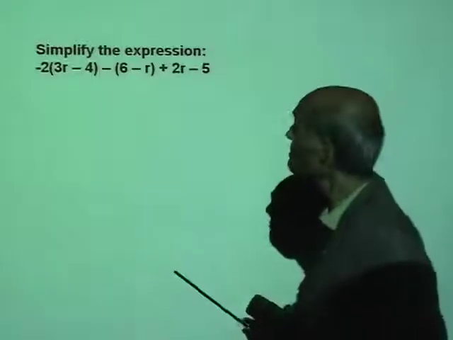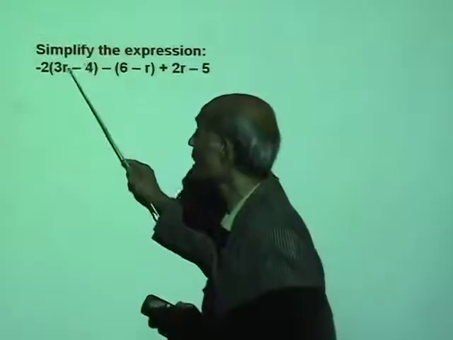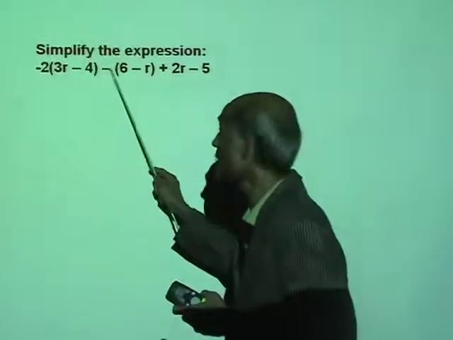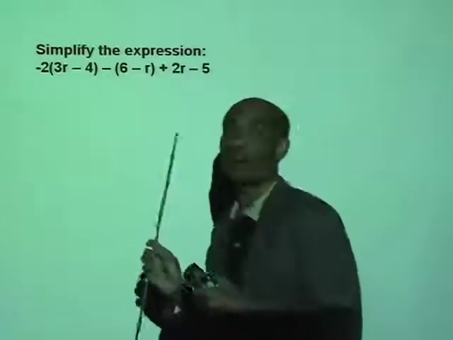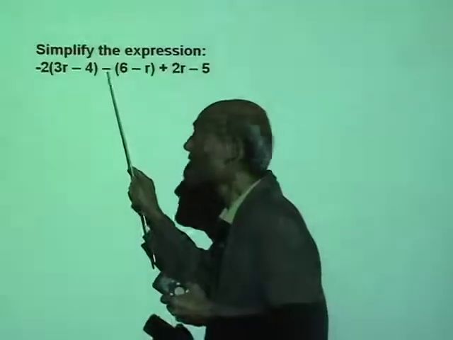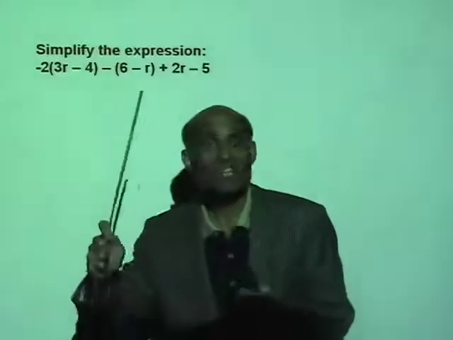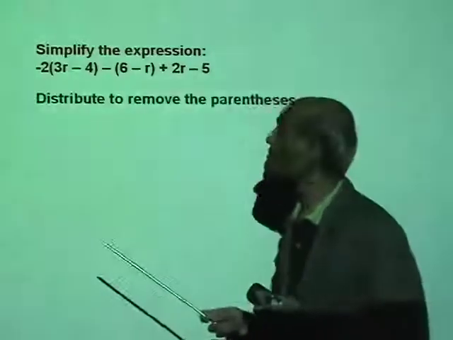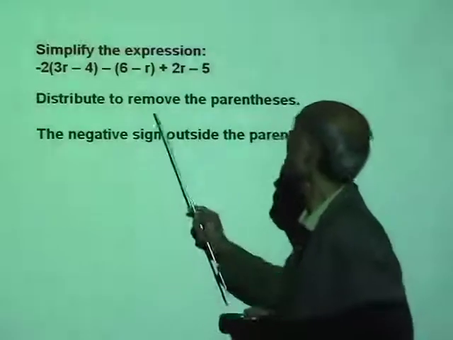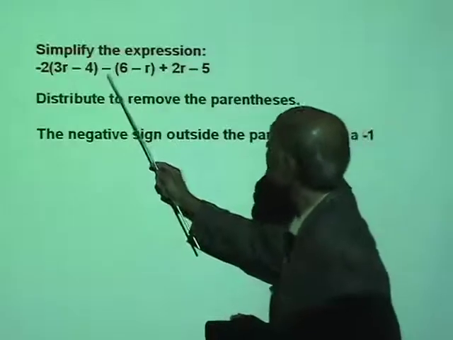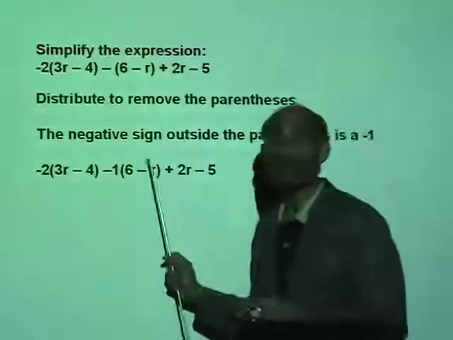Another one. Simplify the expression. Negative 2 times (3r minus 4) minus (6 minus r) plus 2r minus 5. Now remember, this minus sign outside this parenthesis stands for a negative 1. Distribute to remove the parentheses. The negative sign outside the parentheses is actually a negative 1. Let's now write it that way.